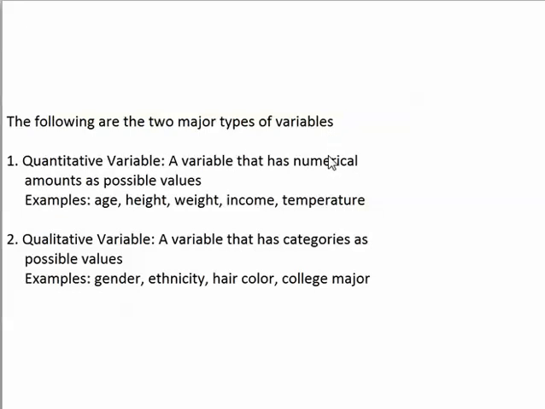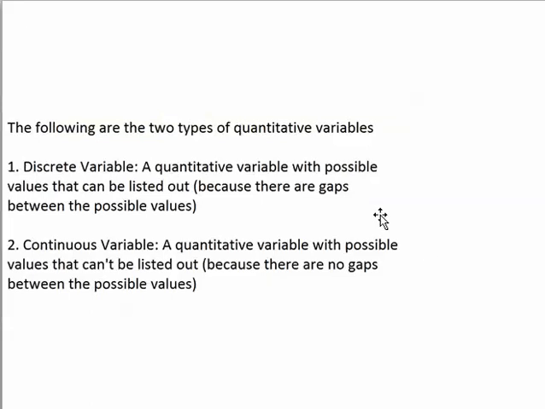In the last video, we covered the difference between a quantitative variable and a qualitative variable. In this video, we'll cover the two types of quantitative variables and the two types of qualitative variables. The two types of quantitative variables are discrete and continuous variables.